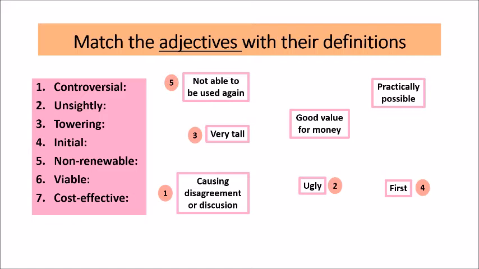Non-renewable is not able to be used again, not reusable. Okay, number 6, viable is something that is practically possible, that you can undergo, you can do, you can perform. And number 7, cost effective is something that provides good value for the money or in this case, it could be the effort that you put into it.